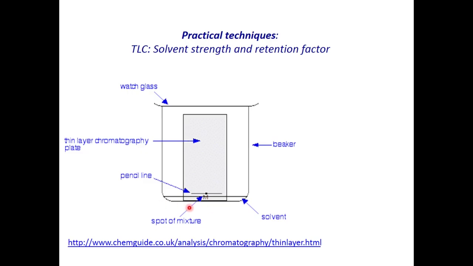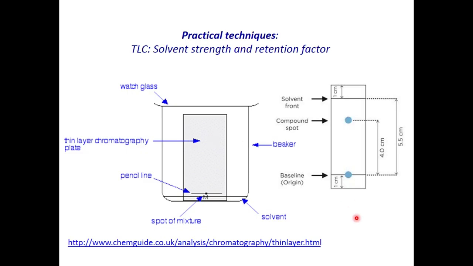We have our solvent system in our beaker, and the solvent system must be below the pencil line. We place our TLC plate into the beaker, put on the watch glass lid, and the solvent system will move up the TLC plate. When the solvent front has reached about 1 centimeter from the top, we take out the TLC plate and mark the solvent front with a line. We visualize it under a UV lamp, and we should be able to see our compound spots.